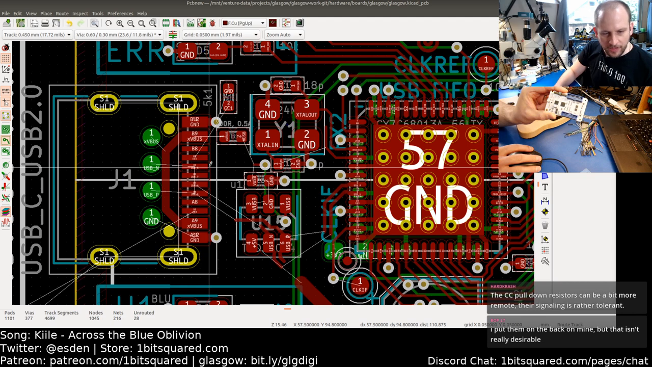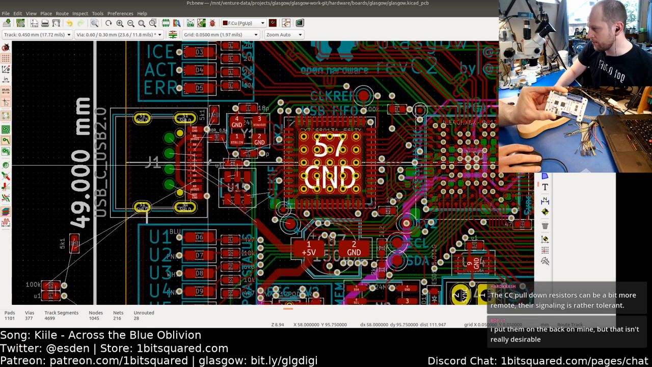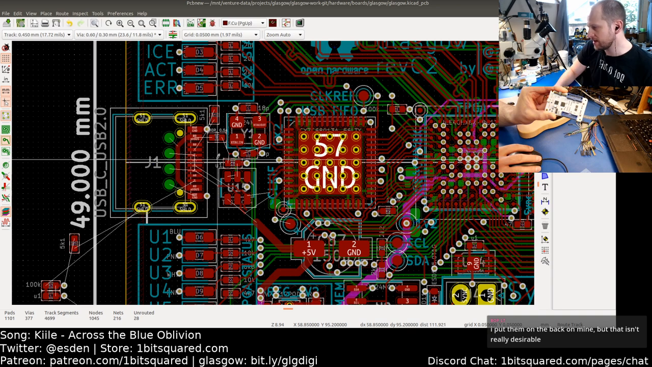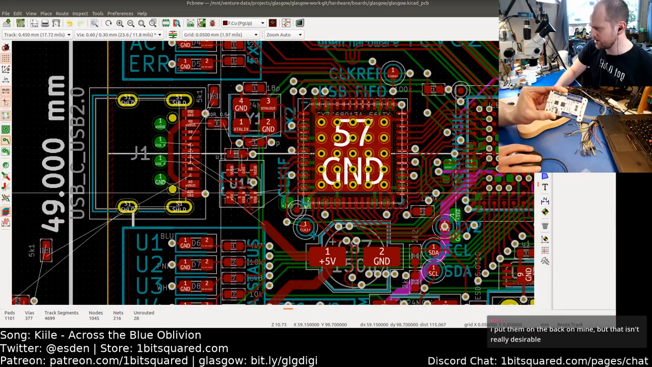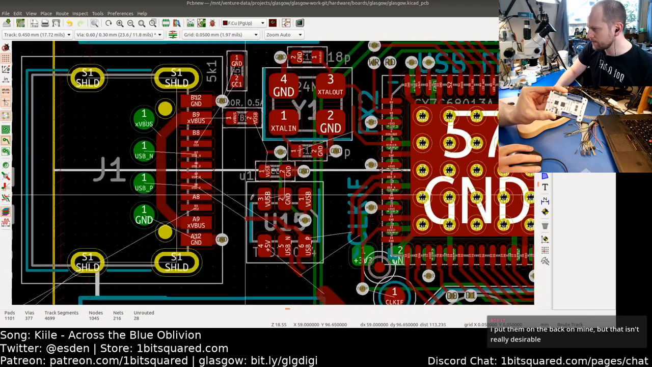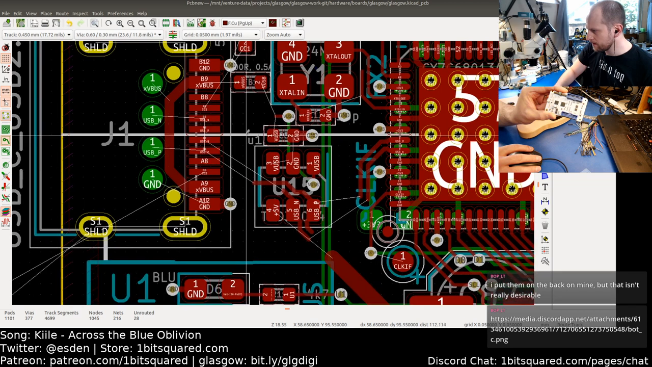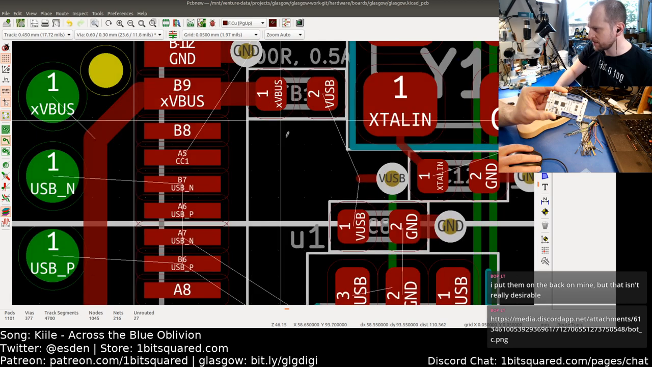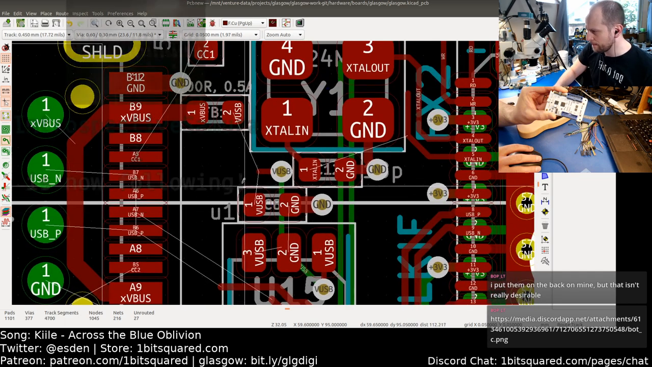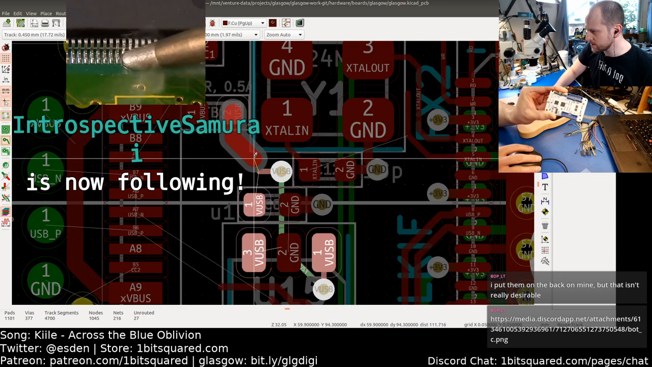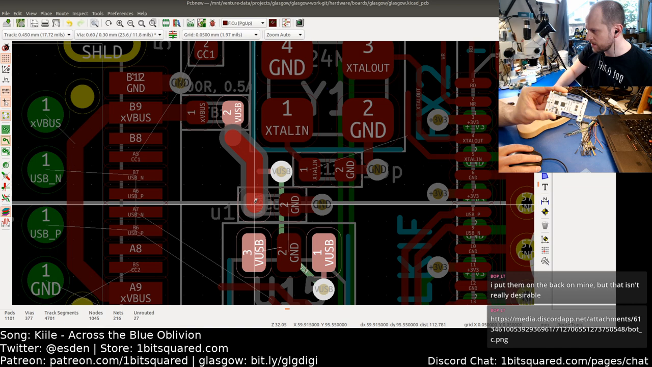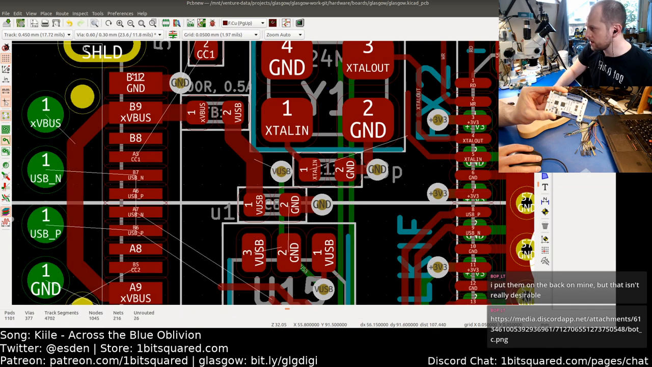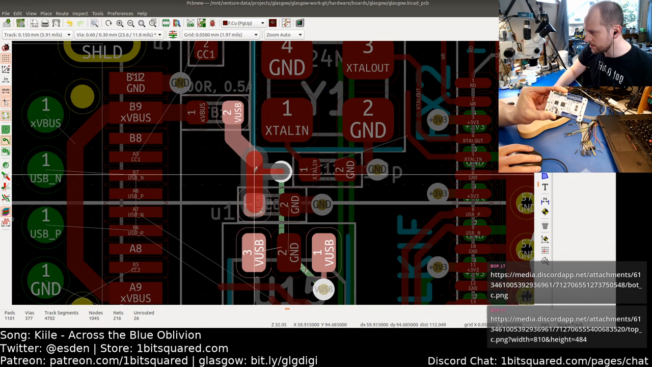Put them on the back on mine. Really desirable. They could be totally on the back of the board. We have population on the back of the board here. But I think we have space on the front for these, so it shouldn't be a problem. So ground pins, VBUS, VBUS, VBUS, we should connect this here. I will figure out if I need to. And then I can do this. And this, there you go. And we can do the thin signal trace from here and connect it to here. There we go.